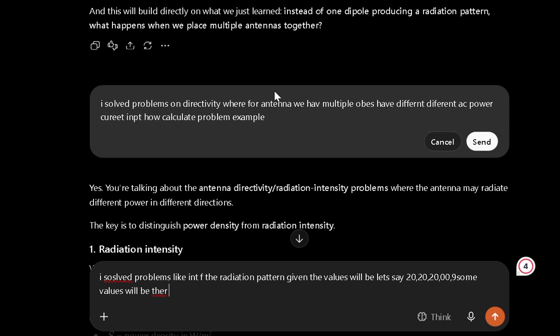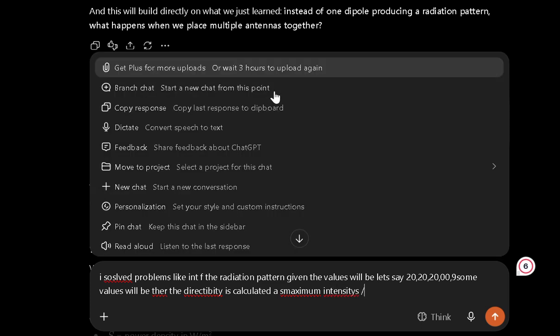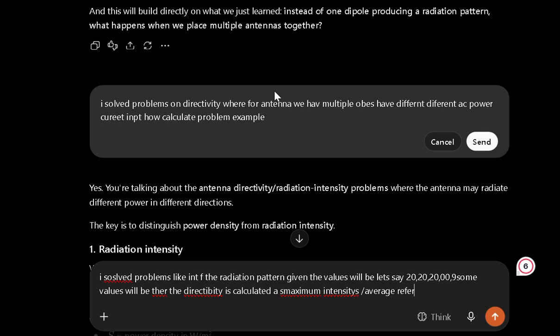So the directivity is calculated as the maximum intensity divided by the average intensity of the reference antenna, in terms of the given antenna value.